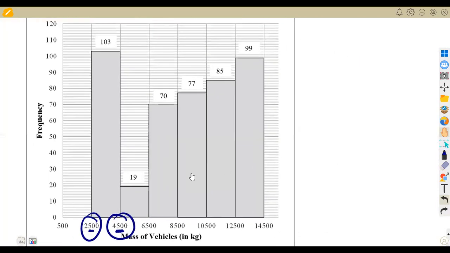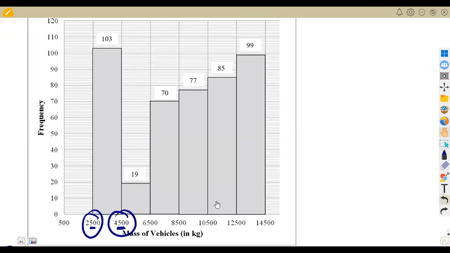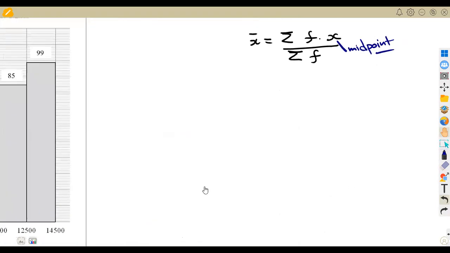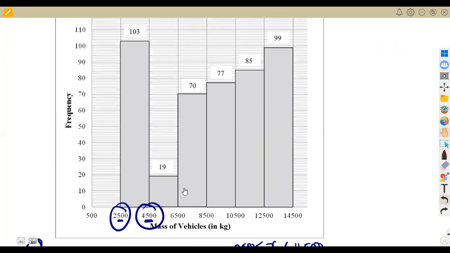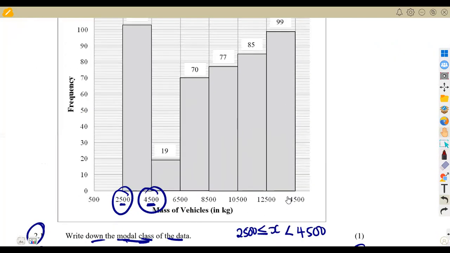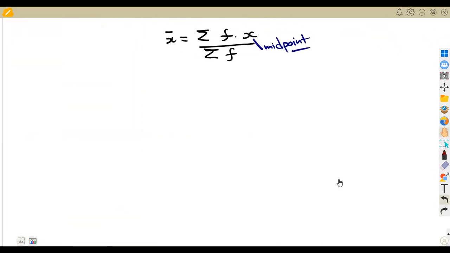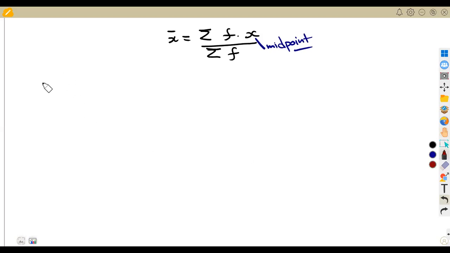Since we've got classes here, 1, 2, 3, 4, 5, 6, we've got 6 classes to be considered. So we're going to have it in form of a table where we can have our mass. Remember, the first thing that we have here is the mass of the vehicle in kilograms, which is the gross mass.